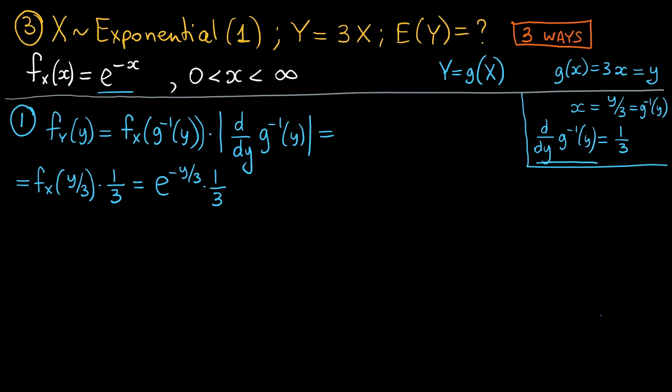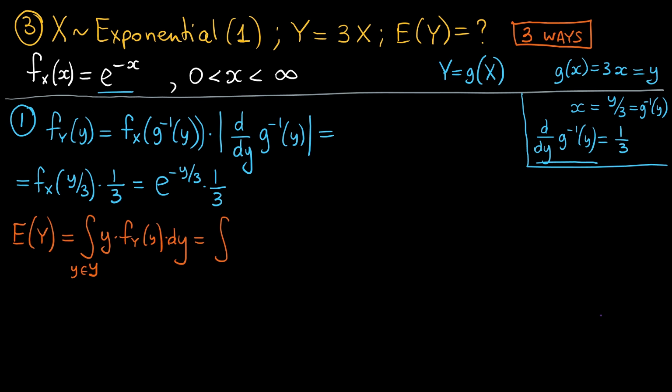Okay, we have the PDF of y. Now let us evaluate the expected value of y. Expected value of y, by definition, would be the integral of lowercase y times the PDF of y, and evaluated over the support of y.